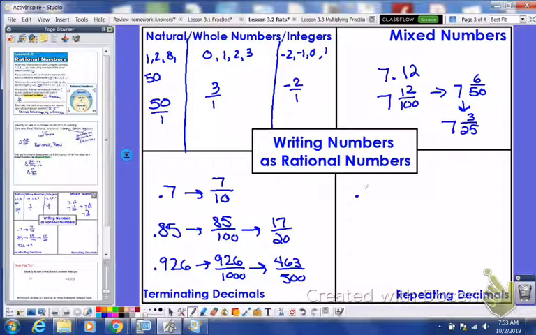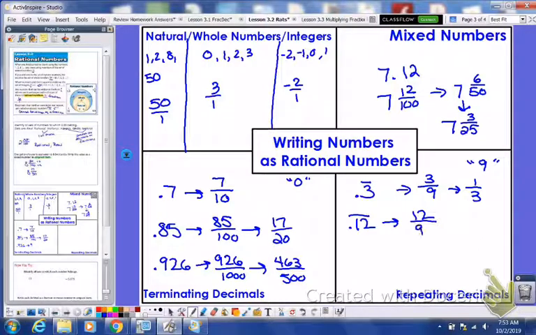If I give you 0.3 repeating, I have 1 digit that is repeating. So I am going to rewrite this as 3 over 9. So here we think 0, repeating we think 9. Now this does reduce then to 1/3. So if we said 0.12 both repeating, I now have 2 digits repeating, so 12 over 99, so 2 9s. Which they're both divisible by 3, so 4 over 33.